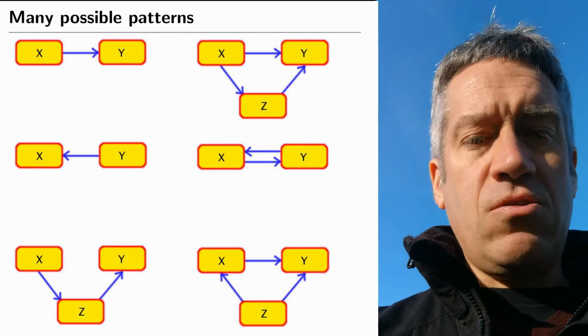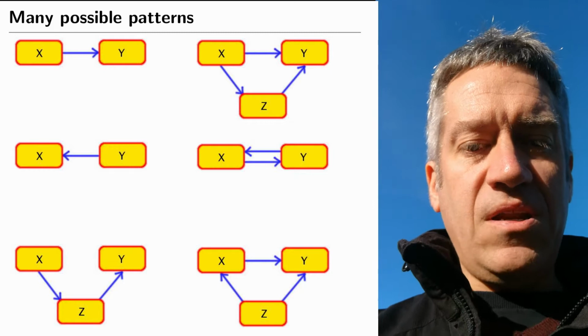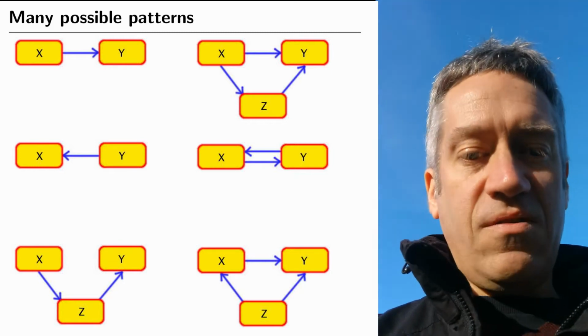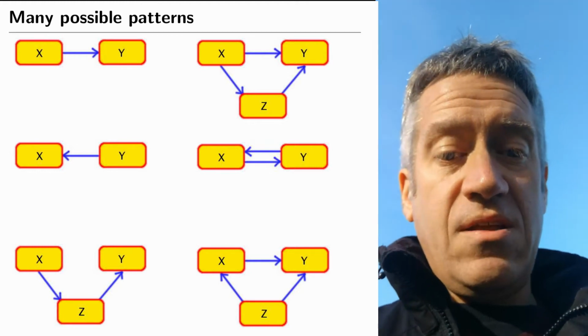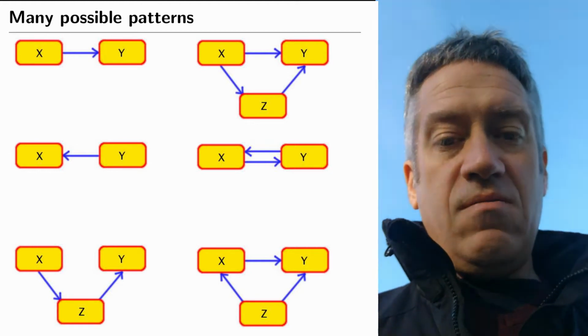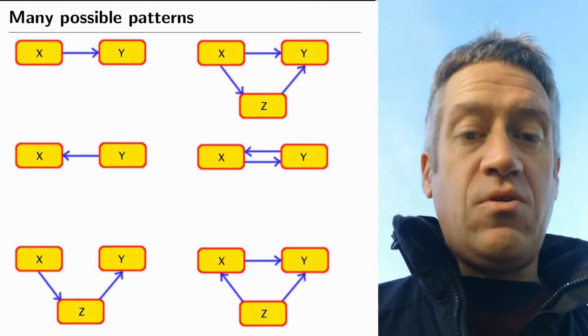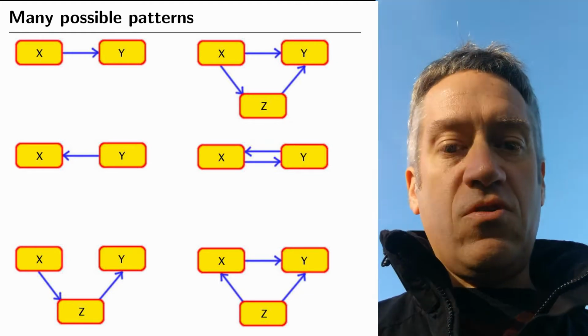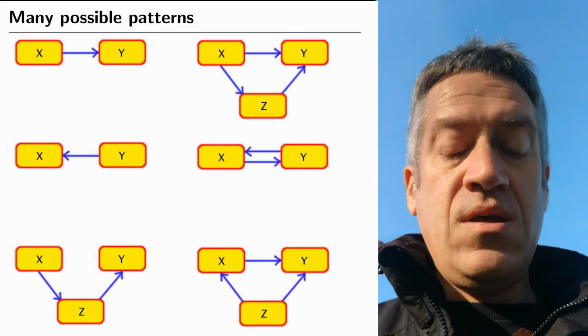Or we might be in the top right, where X partly causes Y, but partly causes some intermediate variable Z that then itself has an effect on Y. Or perhaps X and Y cause each other, and there's a complicated endogenous relationship. You can think of democracy and development, for example, where we know that more developed countries are more likely to democratize, but we also know that more democratic countries tend to have higher levels of development.